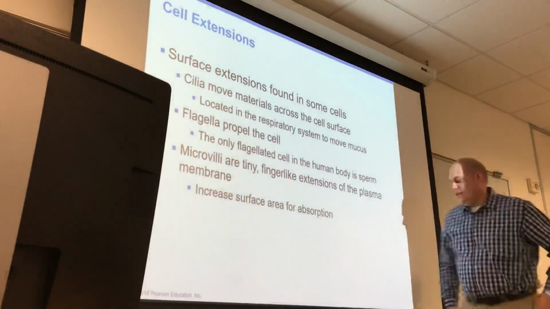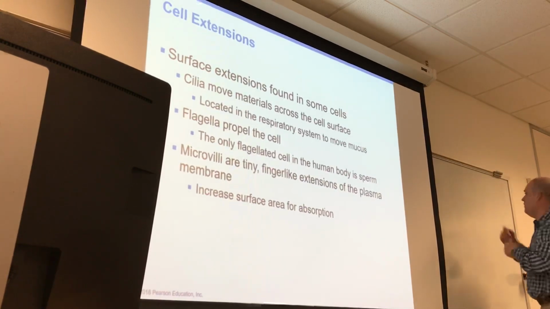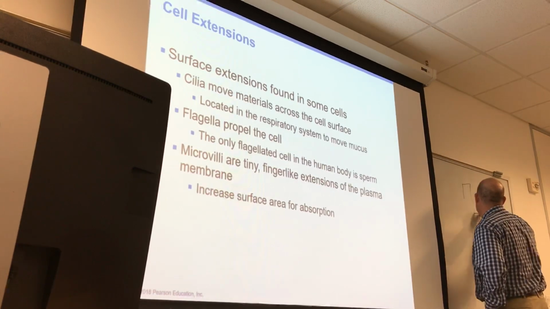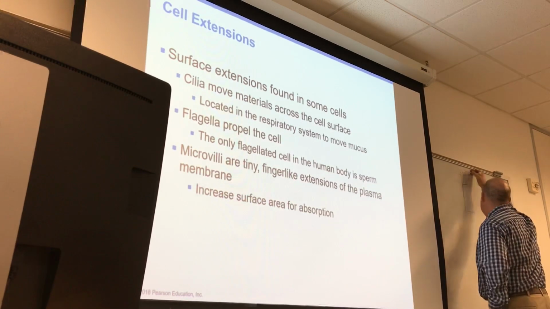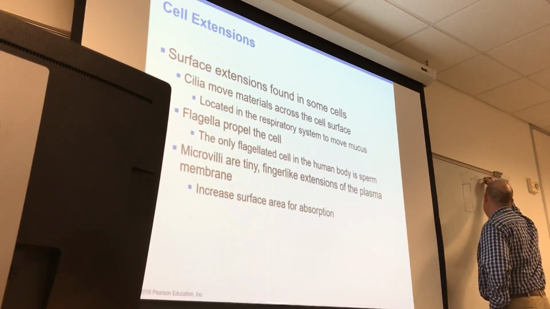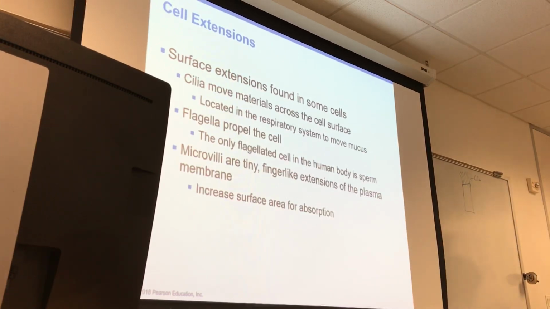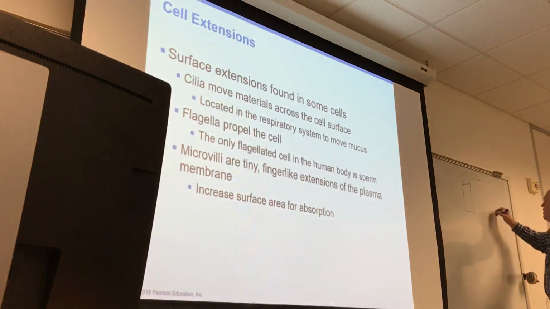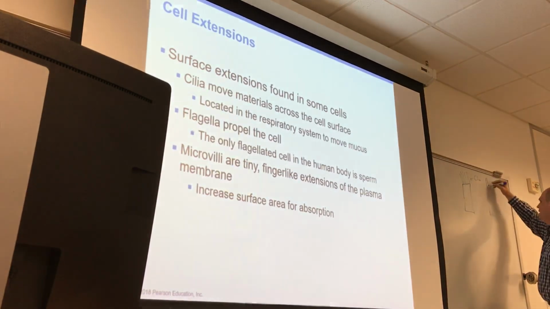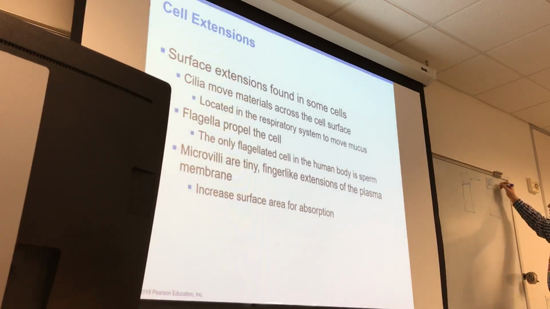Other cells that we're going to see. So again, if here's a cell, and it has little hair-like structures, we call that cilia. And again, these cilia are just little hairs, and they just kind of move, and they keep things moving that's outside of the cell. Other cells have these little finger-like projections, and these are called microvilli.